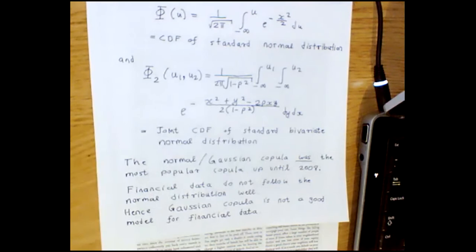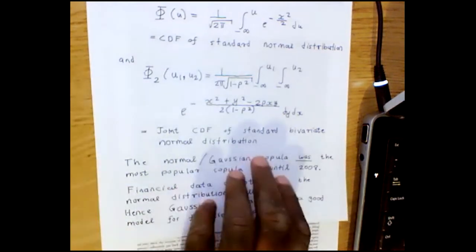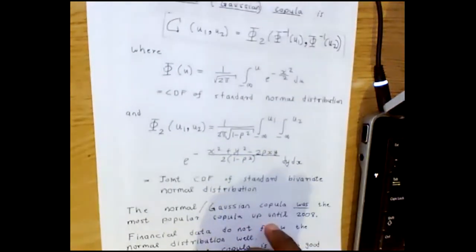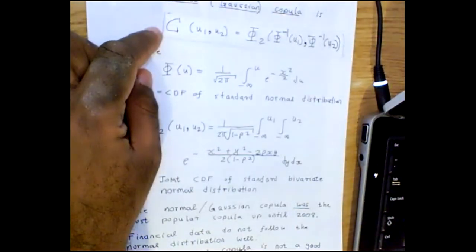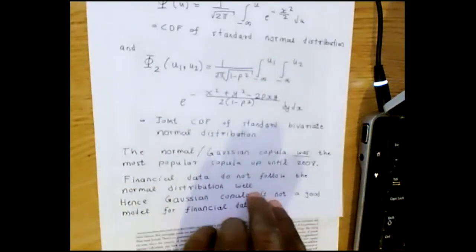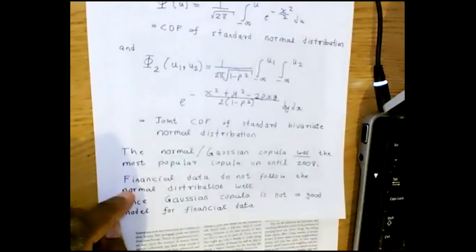You think the people working in Wall Street are probably the most brilliant people in the world, but they are not. They have been using the normal copula, or the Gaussian copula, to model portfolio losses. So they've been using this formula to model the portfolio losses. But the problem is that the financial data does not actually follow the normal distribution well. I think it's a well-known fact that the normal distribution does not fit financial data, like stock data, for example. Stock data doesn't fit the normal distribution well, right?